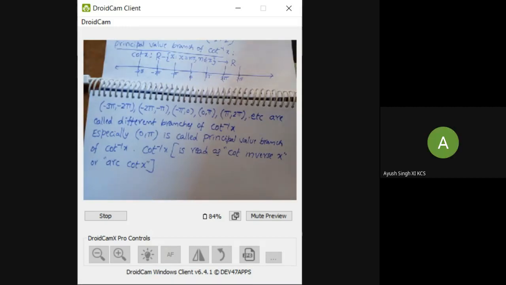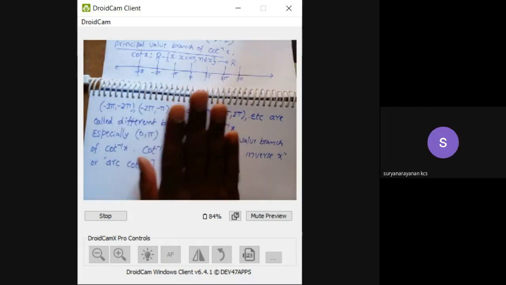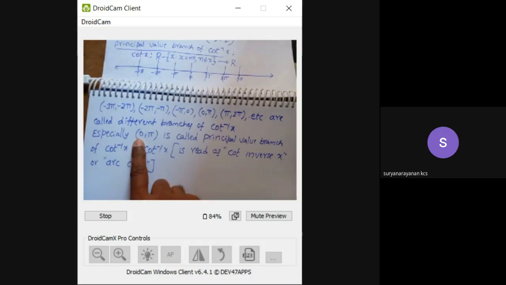Ayush Singh, read from here. 0 comma pi is called principal value. Stop. Open interval. I said clearly, small brackets. If small brackets are written, they are called open interval. Open interval 0 comma pi. Now read. Open interval 0 comma pi is called principal value branch of cot inverse x. Cot inverse x, not inverse cot x.